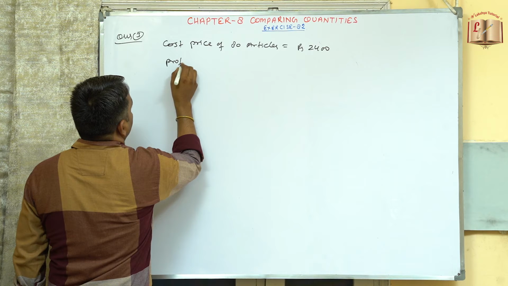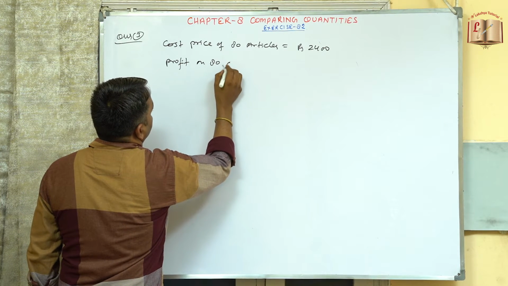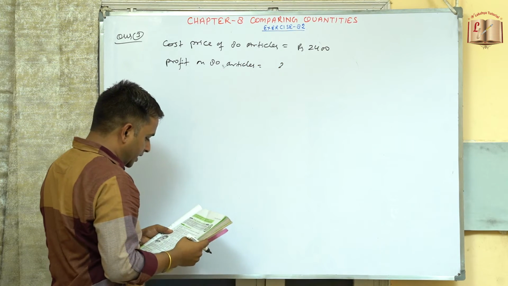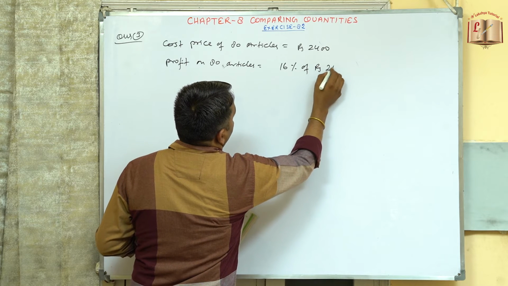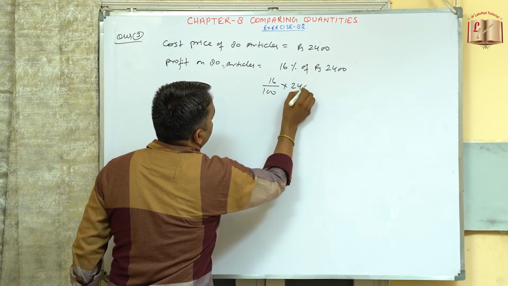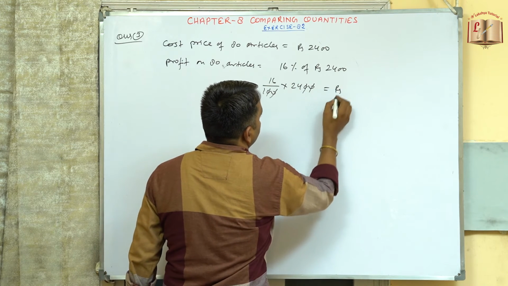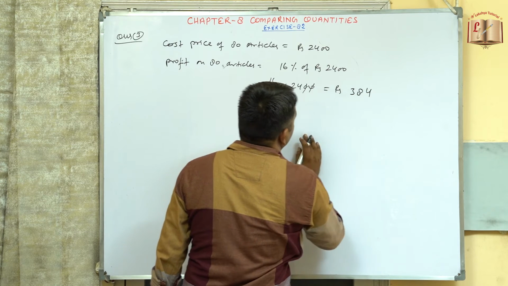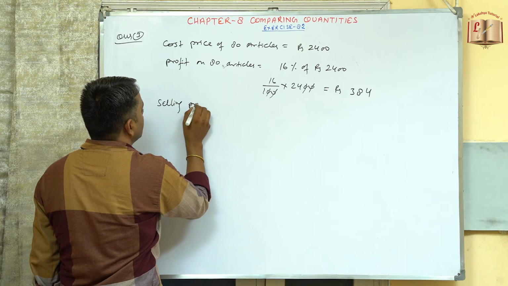So the profit on 80 articles, profit is given as 16%. So this will be 16% of rupees 2400. So this is 16 by 100 into 2400. 0 0 0 0 cancelled. So this will be now rupees 384. So now we'll find out the selling price.